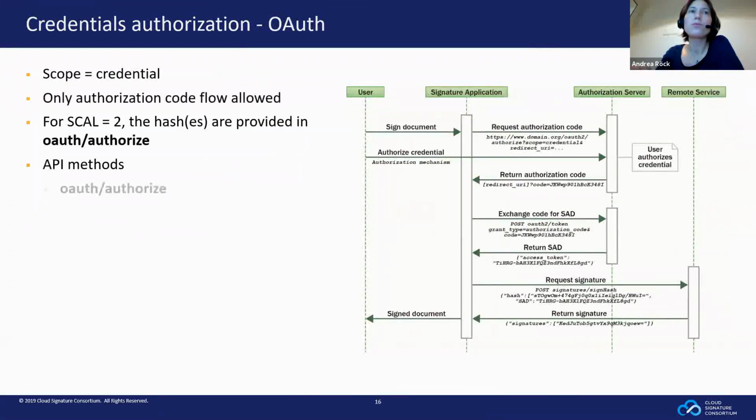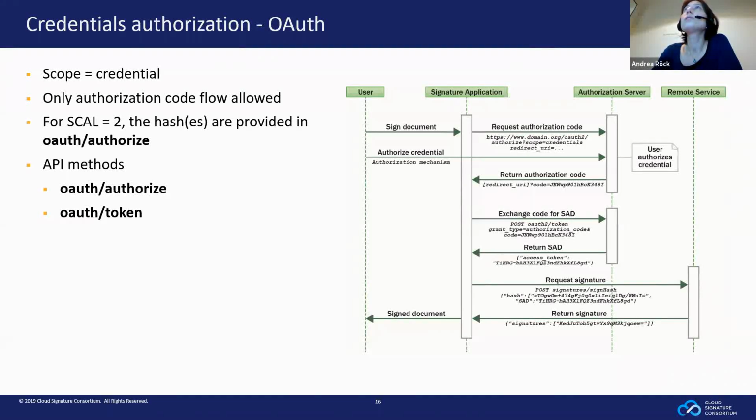And the last variant is the OAuth. Here we have the scope credential. This time only the authorization code flow is allowed. And in case we have SCAL 2, the hashes are provided in the OAuth authorize method. So two methods are needed: the OAuth authorize method, which retrieves the authorization code, and then the OAuth token again.